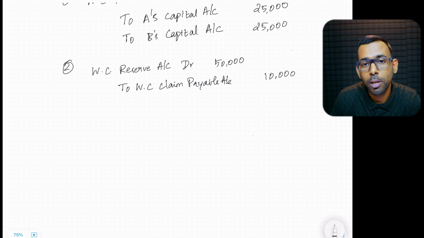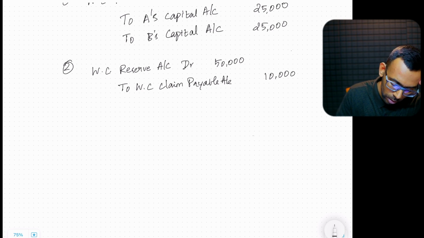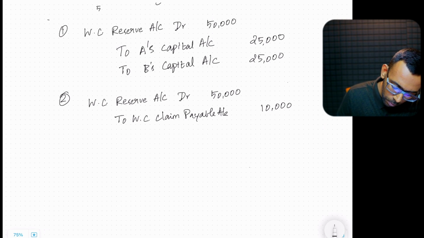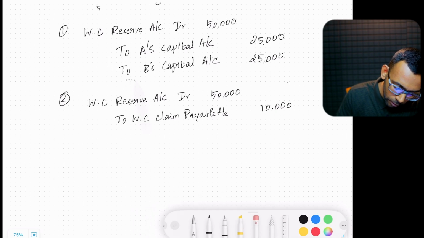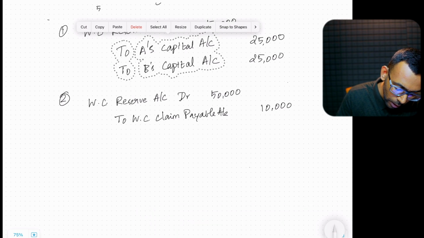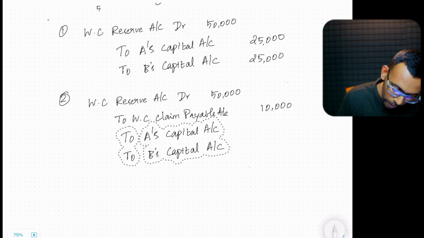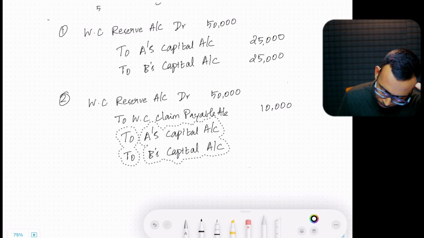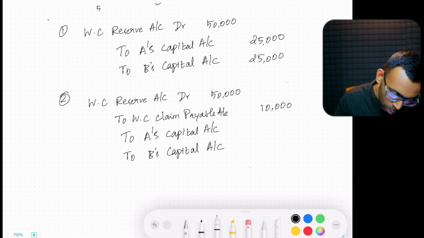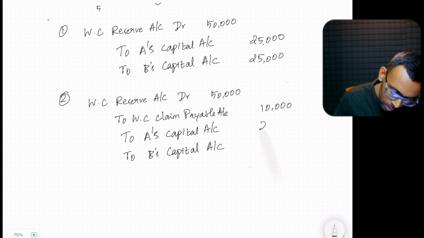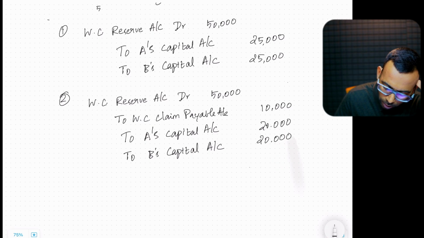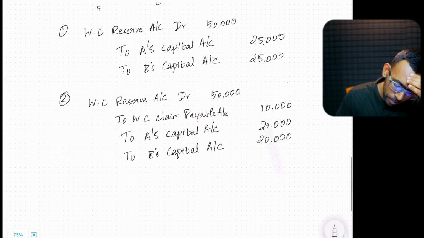It cannot stay in reserve because we are carrying out an admission process. So that has to be demolished. So again, where should it go? It should go to the partners' capital accounts. A and B will be credited, to A's capital and to B's capital. The balance amount is 40,000. Out of that 40,000, 20,000 will go to A's capital and the balance 20,000 will go to B's capital. So this is the second journal entry.